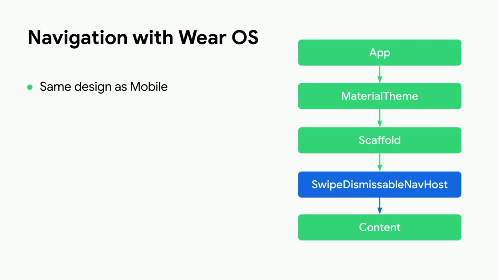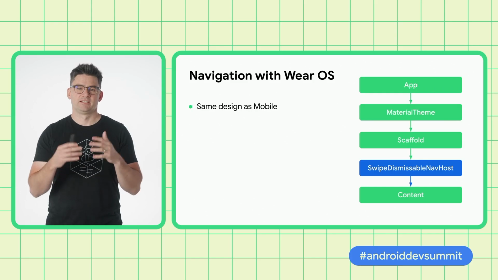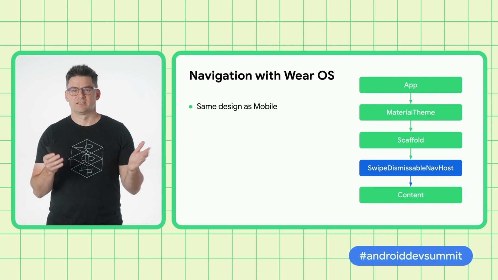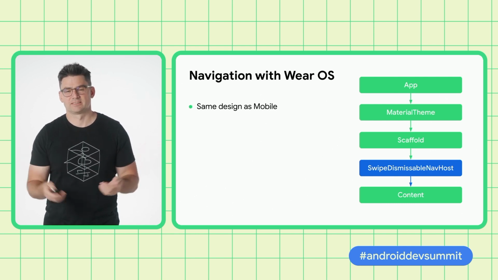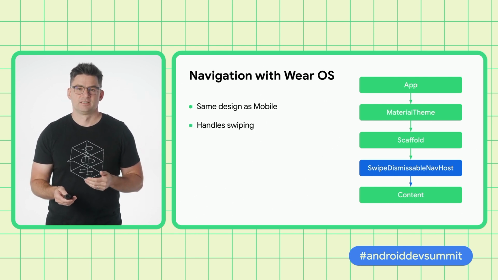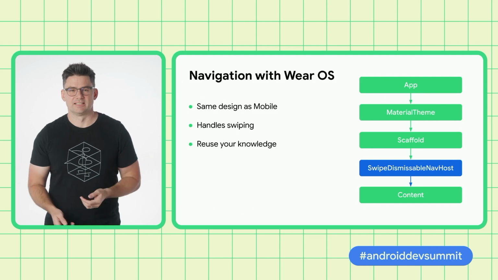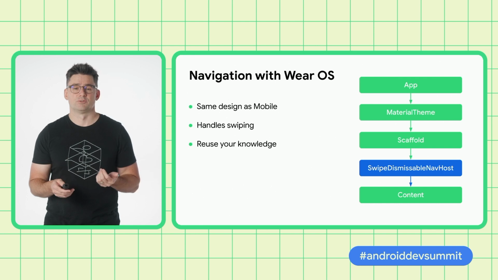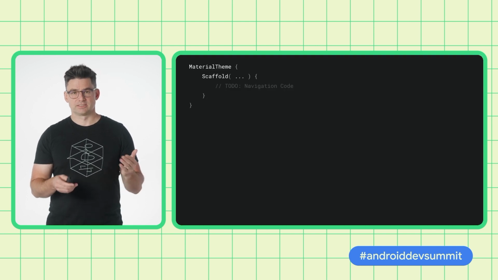But in our case, because we're using the Wear equivalent, we use swipe dismissible nav host. And you can probably guess from the name that that means it supports swipe away, which is just like the back button. And then you have your content. So it handles swiping, I just said that. And the nice thing is you'll see is you get to reuse your knowledge from mobile. All right, so let's look at some code.